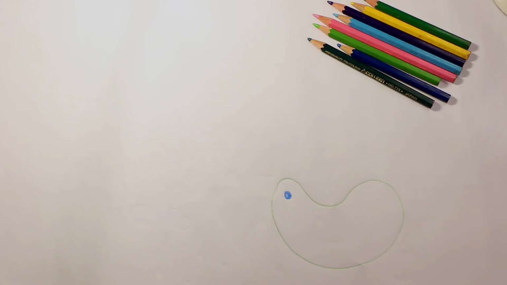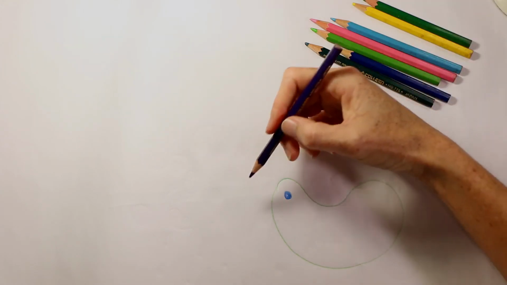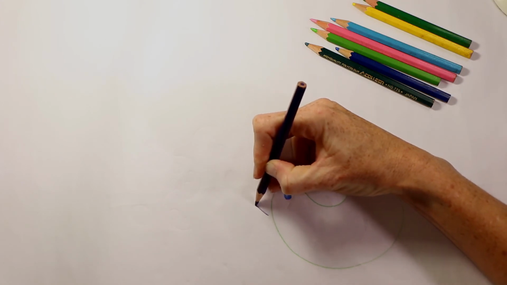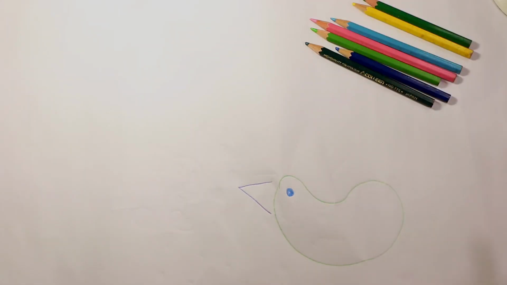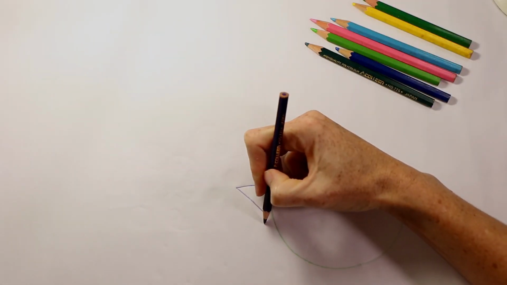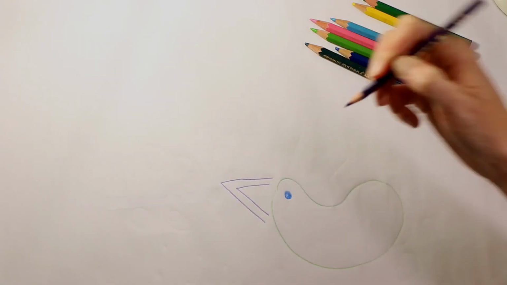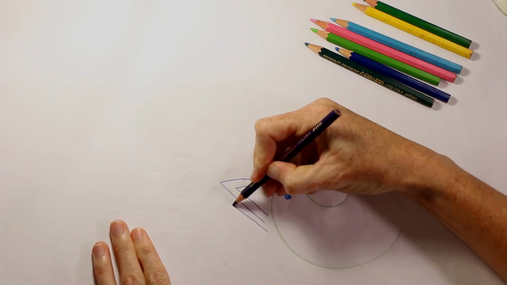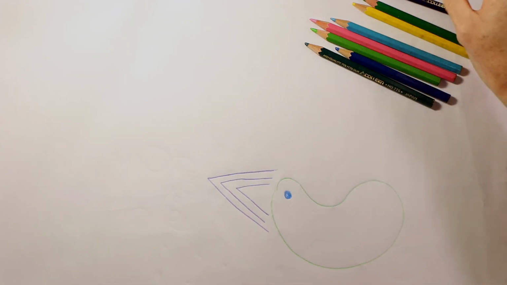Now we're going to add some angular lines. Remember, angular lines are made up of straight lines that move in different directions. Let's create a straight line and take it in a different direction. Let's create a straight line and take it in a different direction. And one last time. Whoops, and we broke our pencil. Never mind.